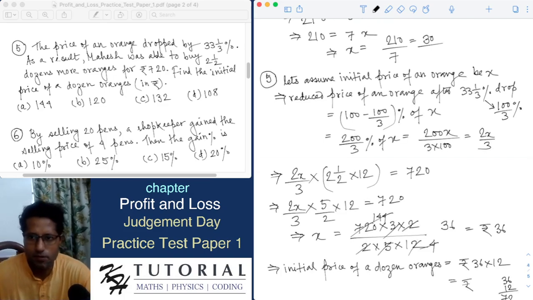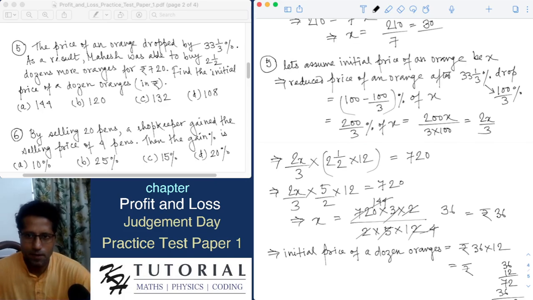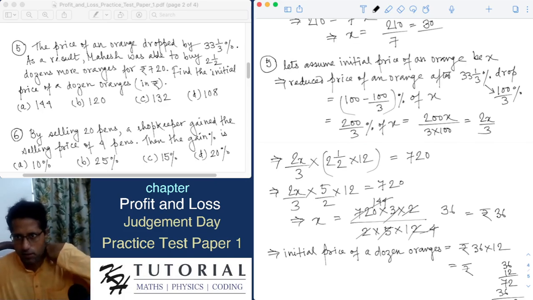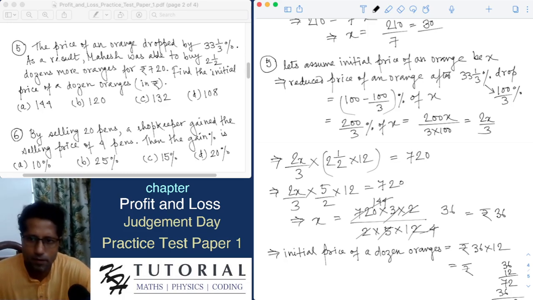Let's assume the initial price of an orange be x. The reduced price of an orange after there is a 33 1 by 3 percentage drop. 33 and 1 by 3 means 100 by 3. So it should be 100 minus 100 by 3 percentage of x. That is 200 by 3 percentage of x, that is 200 by 3 by 100 into x. That is 2x by 3. So 2x by 3 is the reduced price of one orange.